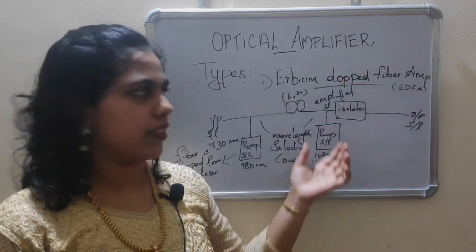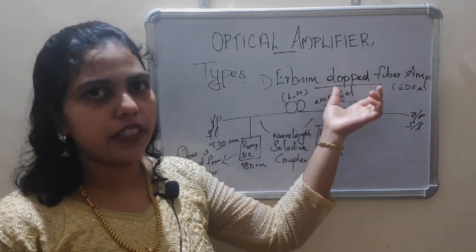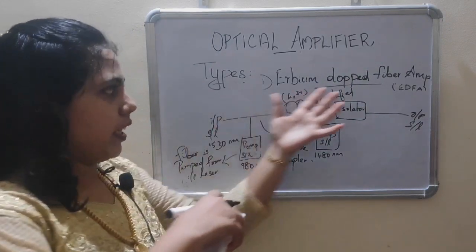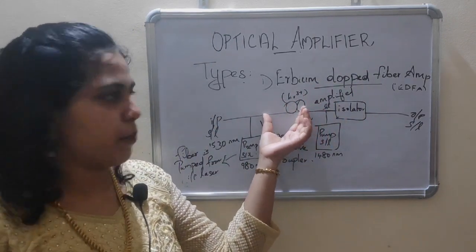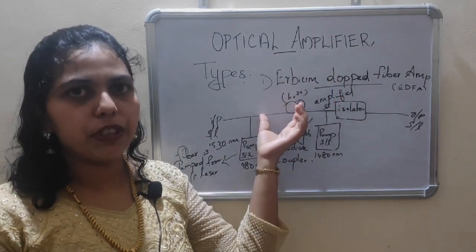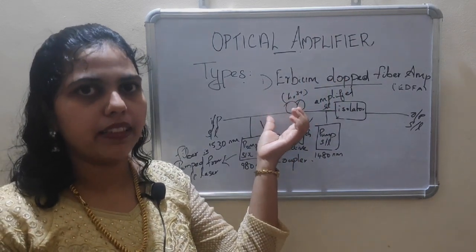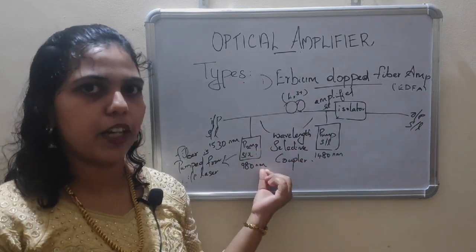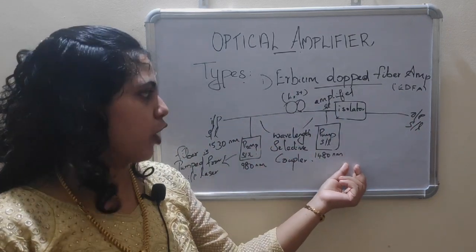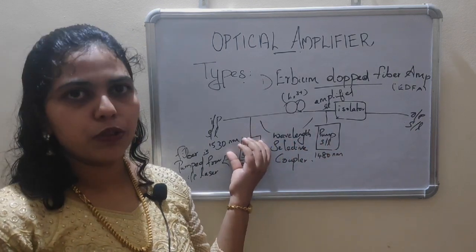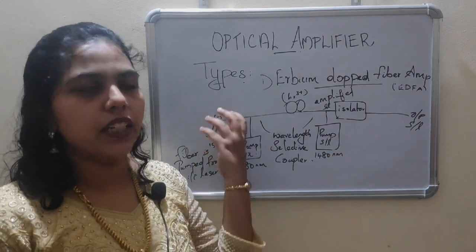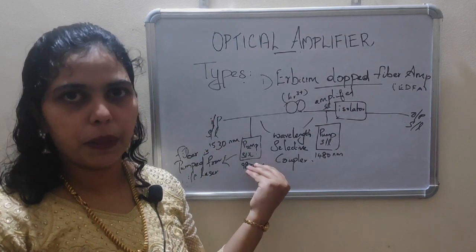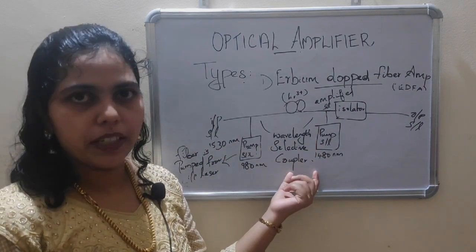Next we are going to discuss the features of this EDFA. In EDFA, the core is doped with erbium Er3+, and here input signal, output signal, and two pump signals at the range 980 nanometer and 1480 nanometer. These pump signals mean the fiber is pumped from the input laser, and a wavelength selective coupler is used.